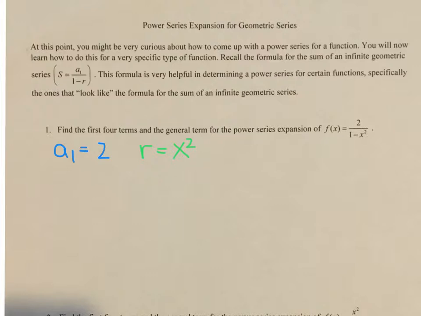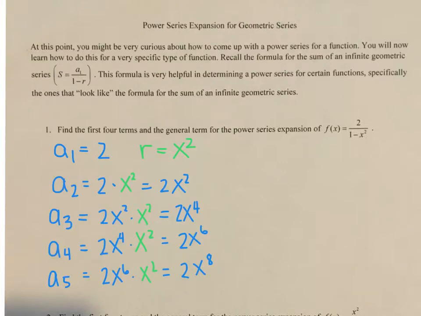How do I get the rest of my terms? I want to write this out as a summation, but I want to expand it. I want to see each individual term. How do I do that? I take my a sub 1 and I multiply it by r. That's how I'm going to get a sub 2. And then again, I'm going to multiply it by my r. And then again, I'm going to multiply it by my r. So watch what this looks like.